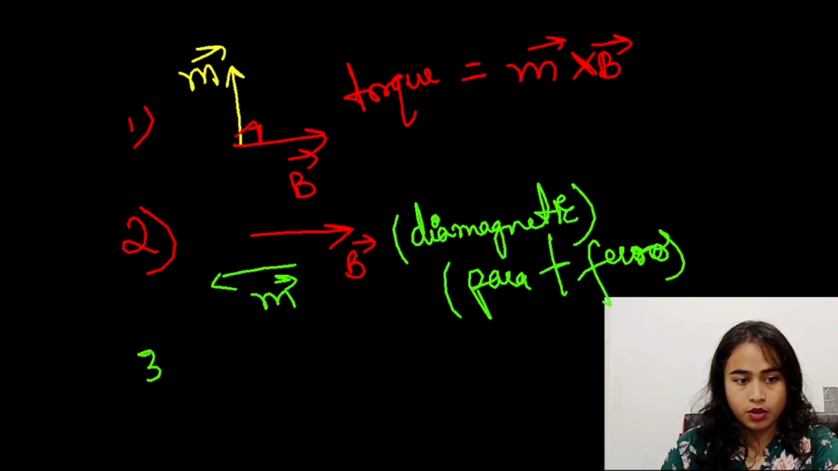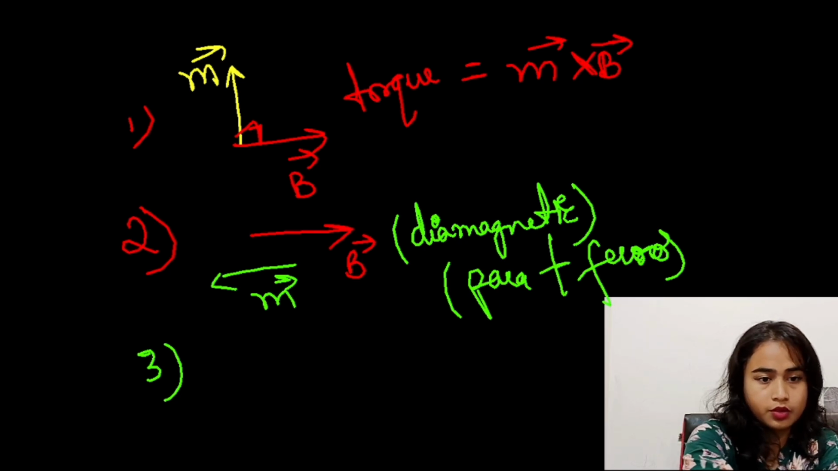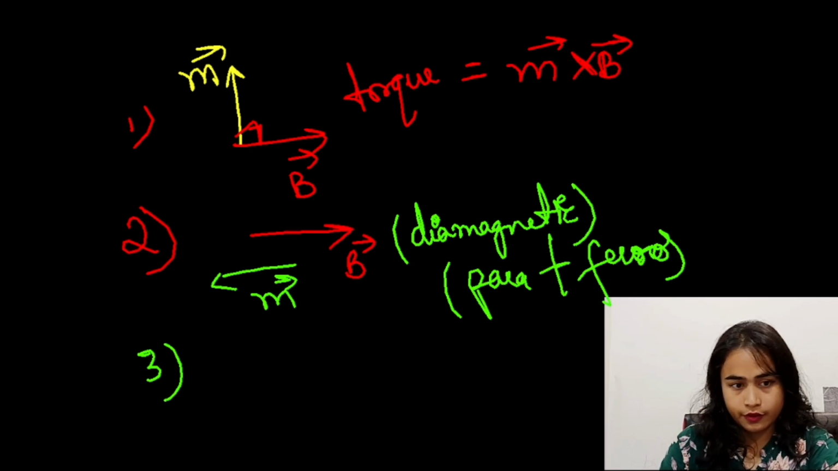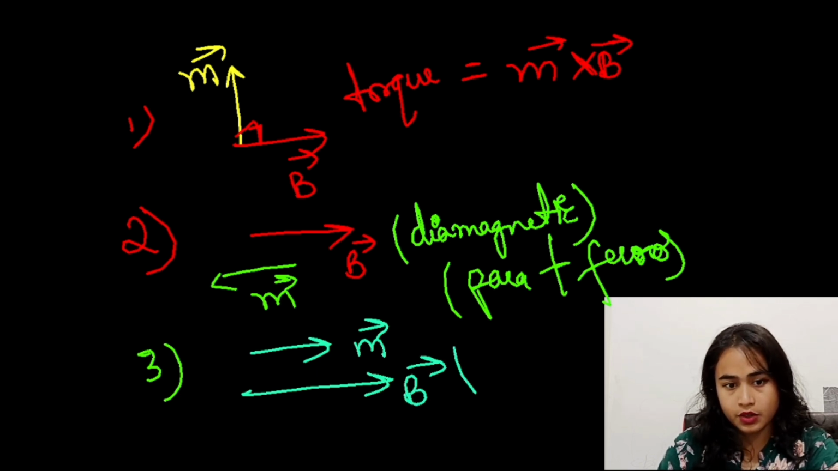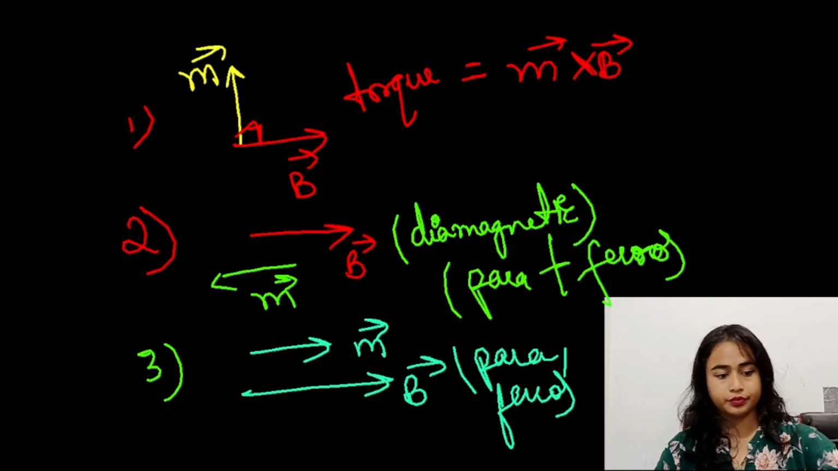The third one is, if I have the magnetic moment and magnetic field in the same direction, this is your para or ferromagnetic substance. Okay, so this was the extra information.